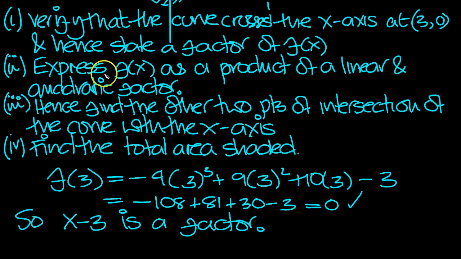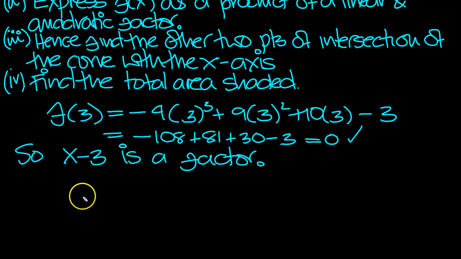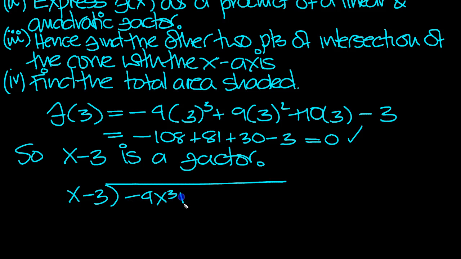So part 2 then. Express f of x as a product of a linear and a quadratic factor. So we need to do some division to find out the quadratic. That's the best thing to do here because it's leading us in that direction, isn't it? So let's divide that into our cubic, which is minus 4x cubed plus 9x squared plus 10x minus 3. So here's our function of x. So let's do the division. Look at the term here, that's an x. Look at the dominant term, x cubed. How many x's go into that? It's minus 4x squared, isn't it?